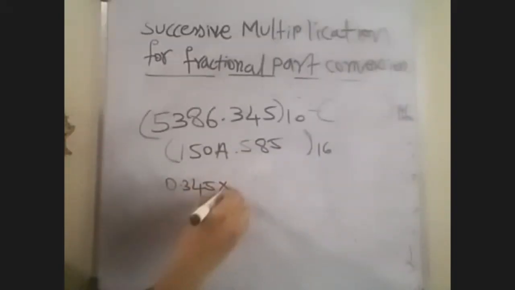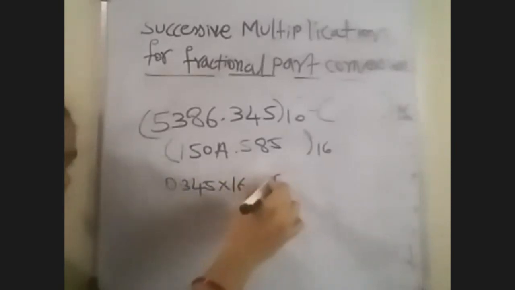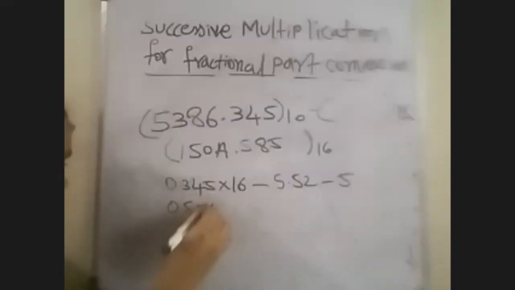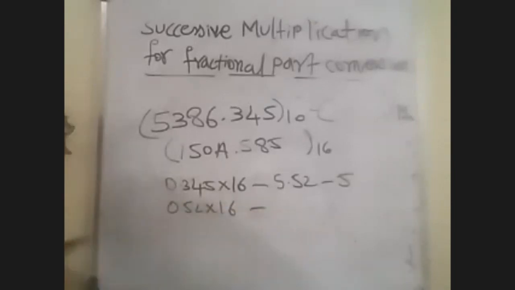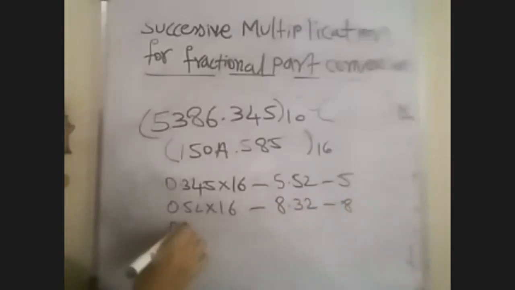Next, 0.345 into 16, right? So then what is the value now? 5.52. 5. Again, 0.52 into 16. So here the value is 8.32. And again, 0.32 into 16. The value is 5.12.